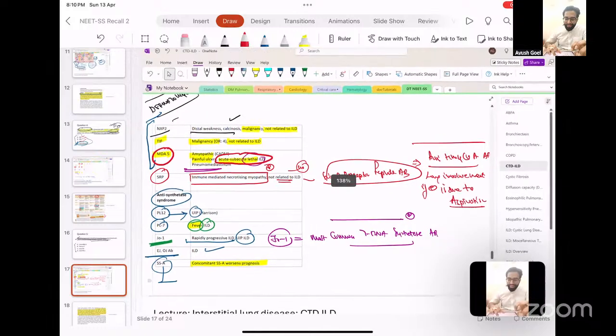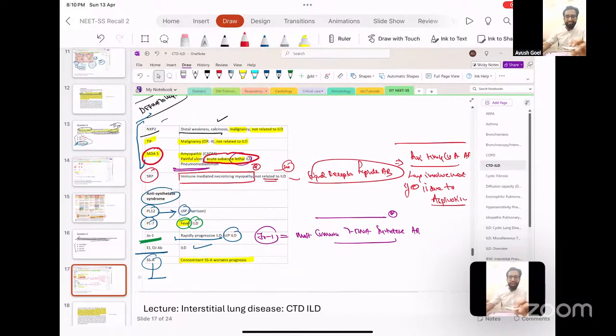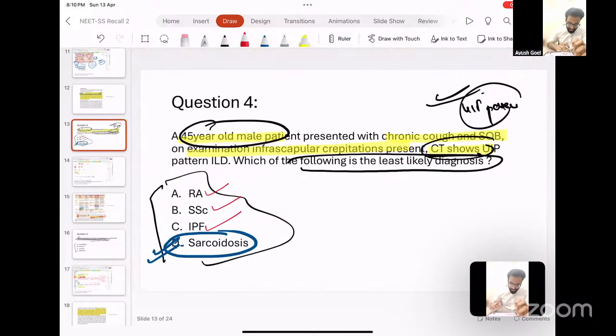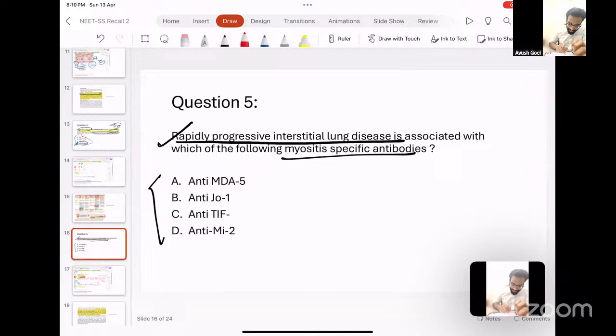So anti-MDA5 patients actually have amyopathic dermatomyositis. There is no myopathy, but apart from that, the patients actually have painful ulcers. The patients present with an acute, rapidly progressive lethal ILD. The patients have pneumomediastinum, and ulcers over the extensor surfaces. This is anti-MDA5. So the correct answer to this question would be anti-MDA5 ILD.